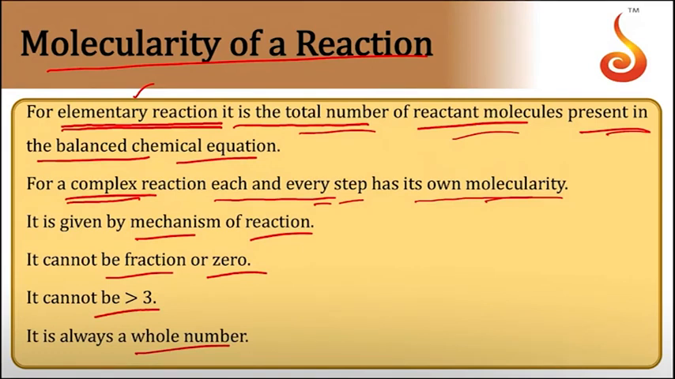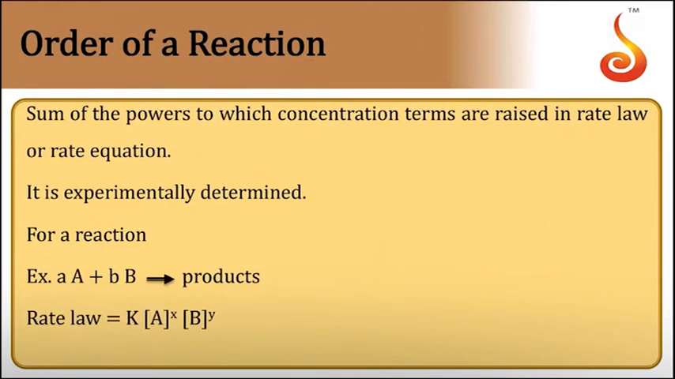This implies that 1 or 2 is the molecularity of most reactions we have, because it's not more than 3. Rarely we have 3. So 1, 2 and 3 are the possible molecularities of reactions. It is always a whole number, cannot be a fraction, cannot be 0, and comes from the mechanism, which means it is nothing but a theoretical concept. This is regarding the molecularity of a reaction.